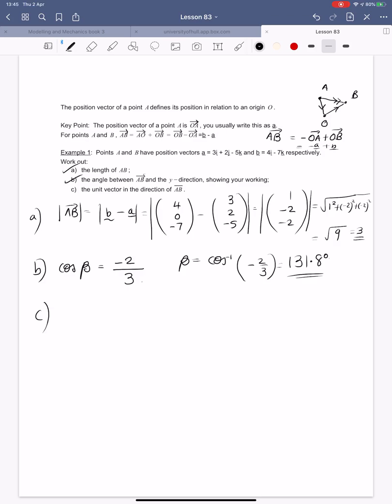And C, the unit vector in the direction of A to B, well, that one is 1/3 of 1 minus 2 minus 2. So those answers have come from this first one here. That's the vector that goes from A to B, and that's got modulus square root of 9, which is 3. So for the unit vector, we've got to divide this by 3. So you can say it's 1/3 i minus 2/3 j minus 2/3 k.